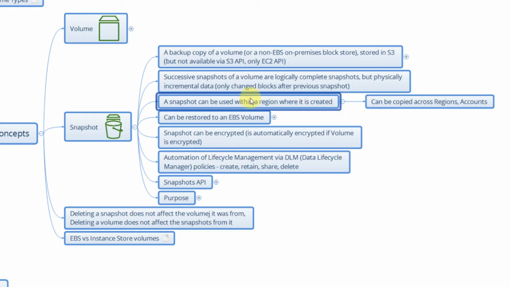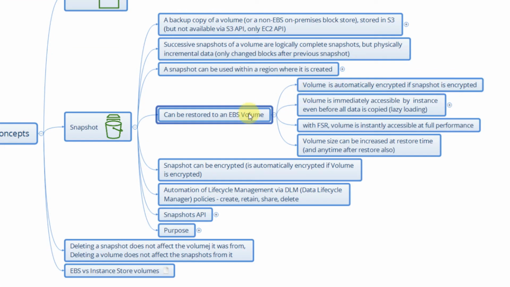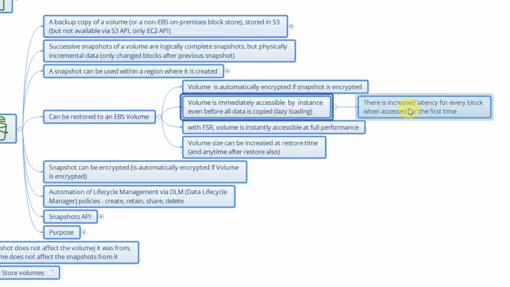A snapshot can be used only within a region where it is created, but it can be copied across regions and to different accounts. If the eventual purpose of a snapshot is to restore to an EBS volume, note that if a snapshot is encrypted, the restored volume is also encrypted. And when a snapshot is restored to a volume, the volume is immediately accessible by the instance even before all the data is copied, because blocks are loaded to the volume lazily. So when you access a block for the very first time, there is an increased latency, but subsequent accesses to the block do not incur a latency.